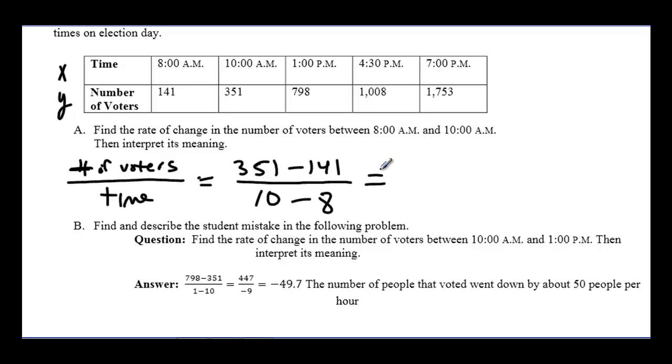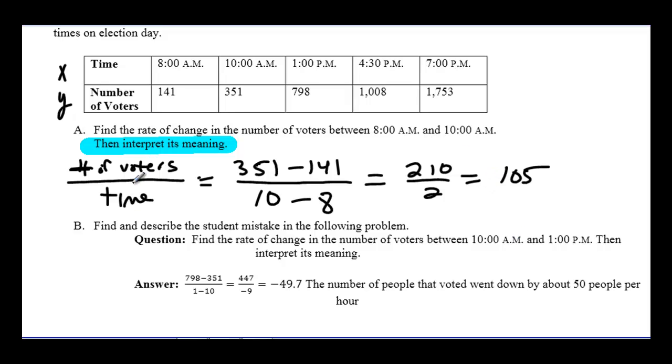Okay, so now it's just a matter of doing your calculations for slope. We have 351 minus 141. That gets me 210 over 2. Alright, and we do our division, we get 105. Okay, so notice we calculated slope same as we've been doing for the last few days. But now, because we have a word problem, we have to interpret what this number actually means. Okay, what does 105 mean?